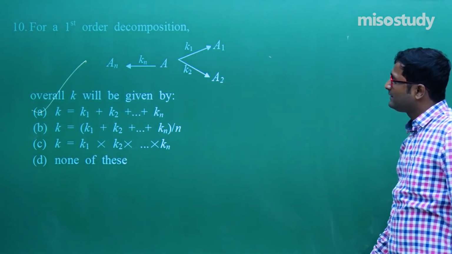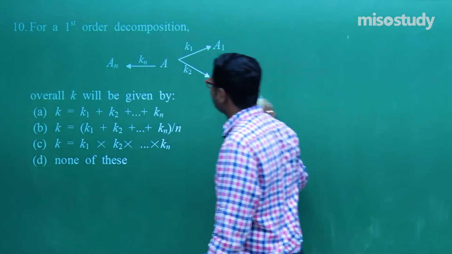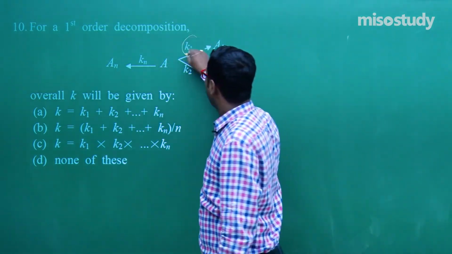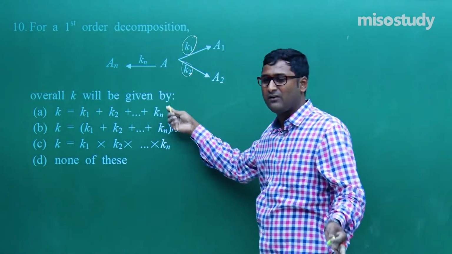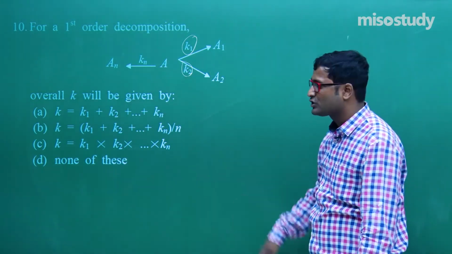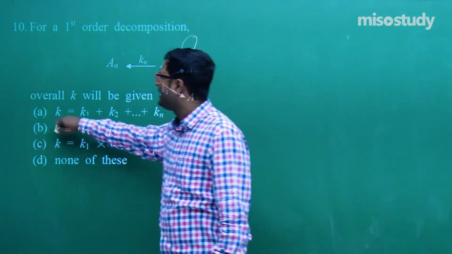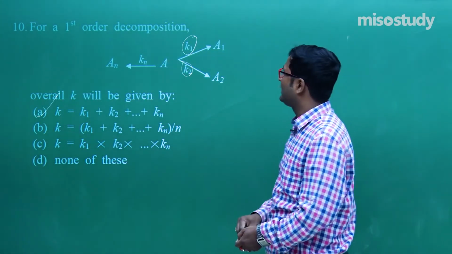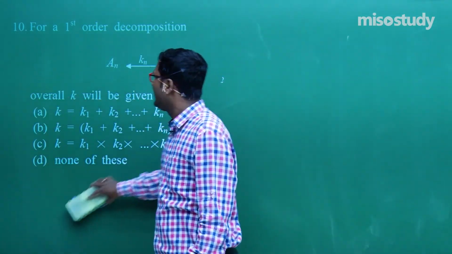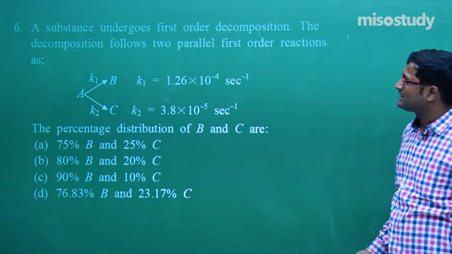Next one. This is a simple question as I discussed earlier. What is A? Overall K, that is K1, K2, K3, K4, K5, Kn. So the overall K in this question will be given by K1 plus K2 plus dot dot dot Kn. Then for this question, A is the correct option. Clear friend? Now I'm going to rub this part and now we will revise the things.